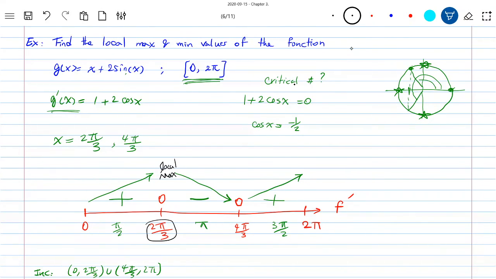On the other side, when the derivative changes from negative to positive, here's the local minimum. If you draw these arrows, it kind of tells you the shape of the graph. You expect to go up, then down, then up. So what you have here is a local max. What you have here is a local min.